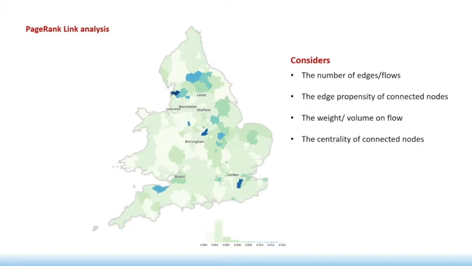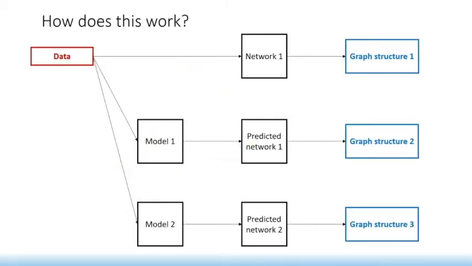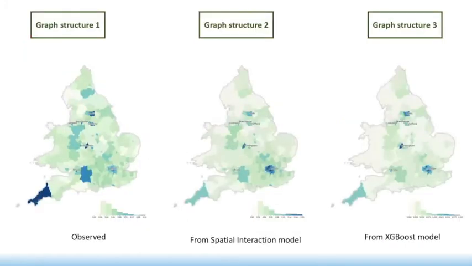So how do we use the node importance, or the centrality, to evaluate which model is better? Well, we can simply compare the node importance of the observed flow networks and the flow networks that are constructed from the prediction of each model. For example, here you can see the importance of local authorities based on the observed data, based on the prediction from a basic spatial interaction model, and based on a prediction from an extreme gradient boosting model, using the same formula, obviously.